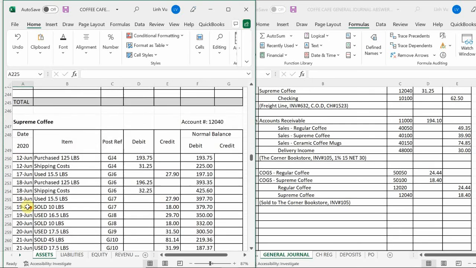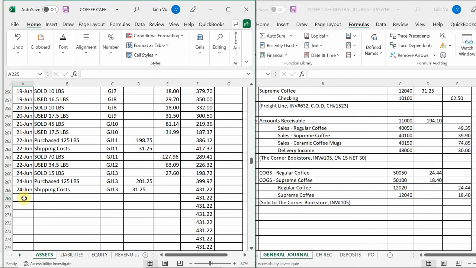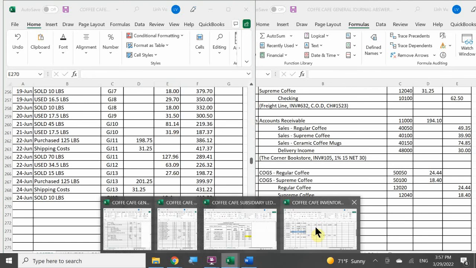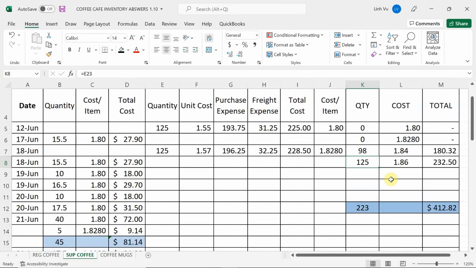And let's go ahead and update my Supreme coffee for 624. Right? We end up selling 10 pounds. Okay, which gave us $18. Oops, not the wrong side. $18.40. So you should get $412.82. And is that true? Yes, $412.82 is correct. Okay.